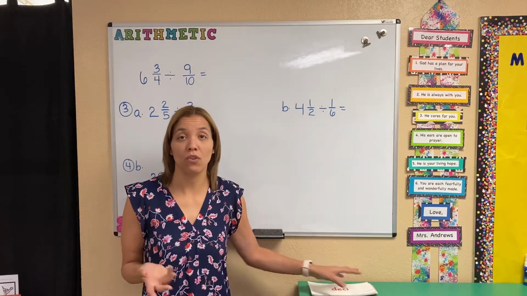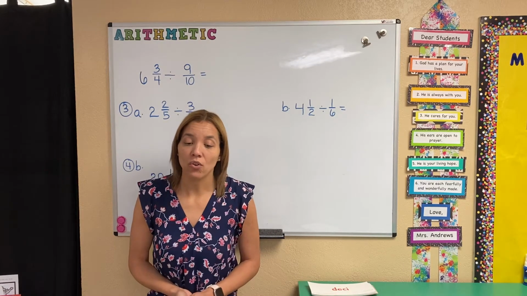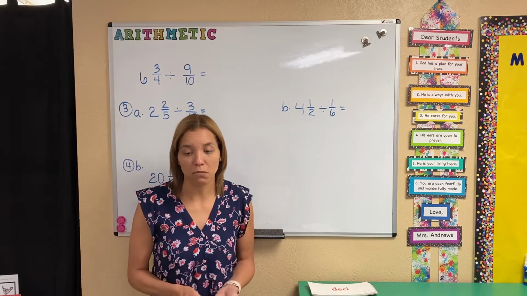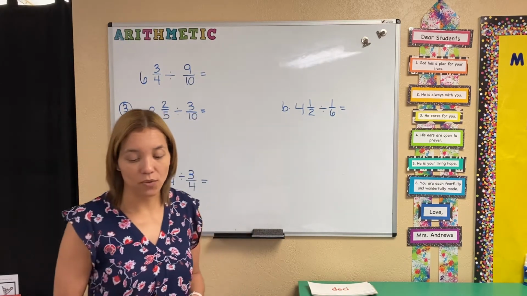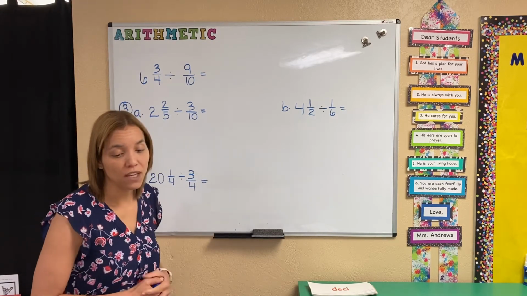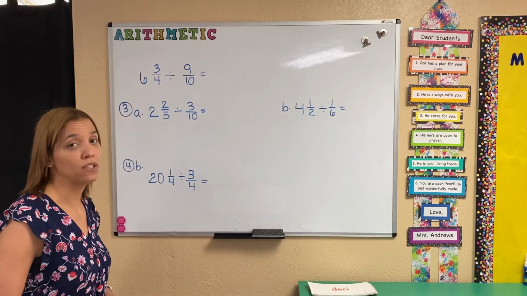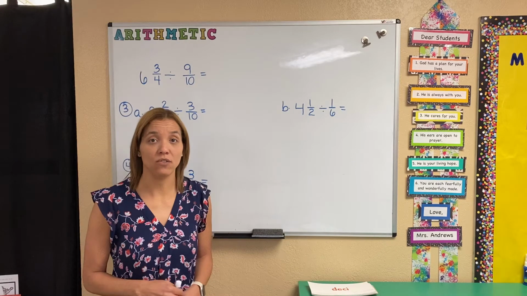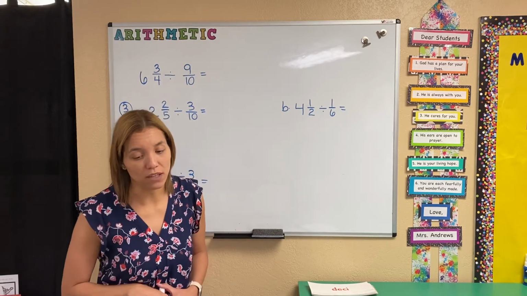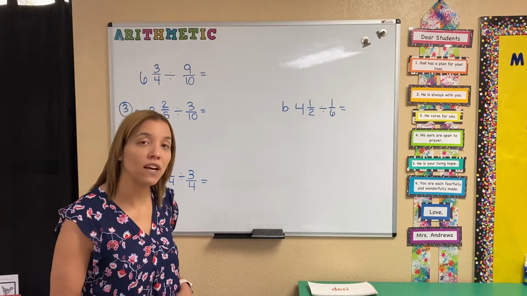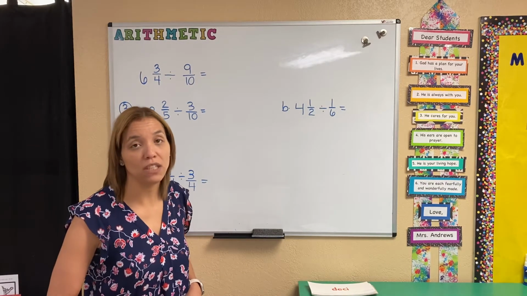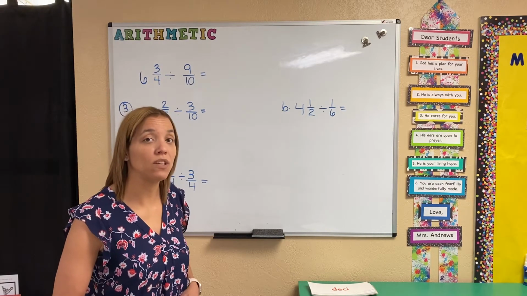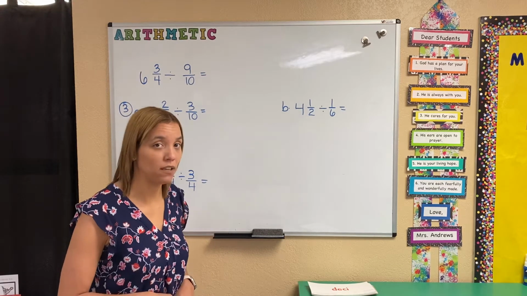Let's now go over the lesson. So we're going to be working on dividing mixed fractions, dividing mixed numbers by fractions. So the first example that we have on the board is 6 3/4 divided by 9 over 10. The first thing that we need to do, and the rule that you guys have to memorize and remember, is that to divide a mixed number by a fraction, you need to change the mixed number into an improper fraction, and then you need to invert the divisor and multiply.